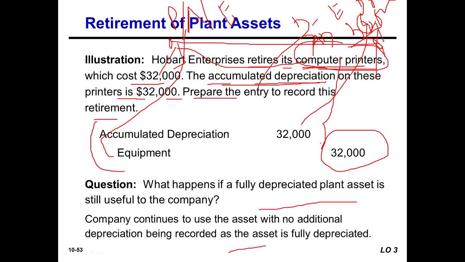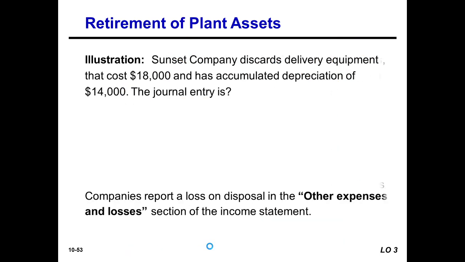But if we think that it will run for a few years, suppose 2 years, at that time we need not charge any depreciation. So here the company continues to use the asset with no additional depreciation being recorded, as the asset is fully depreciated. The asset is fully depreciated, but no additional depreciation is being recorded. Okay, so I think everybody is clear.